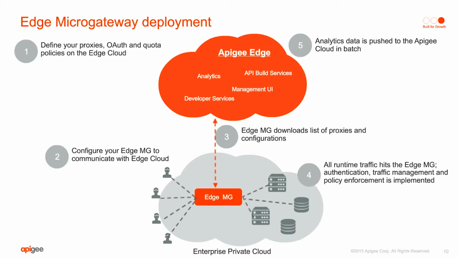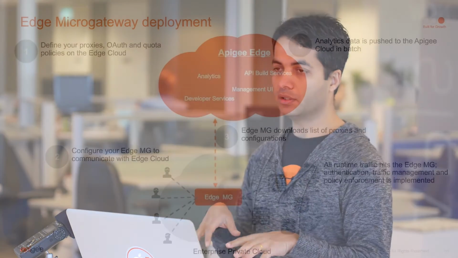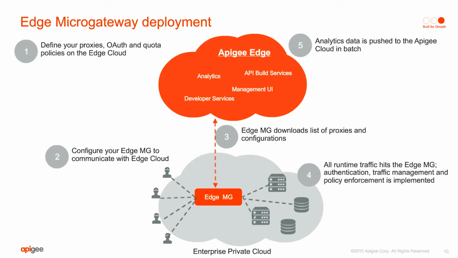So you define your proxy as if you were doing regular proxy development on Edge, and then you configure your Edge Micro instance that is in your data center application environment to talk to that particular Edge instance. By Edge instance, I usually mean you give your org admin credentials, the org name, and the environment where your proxy is running on the cloud or Edge Private Cloud.